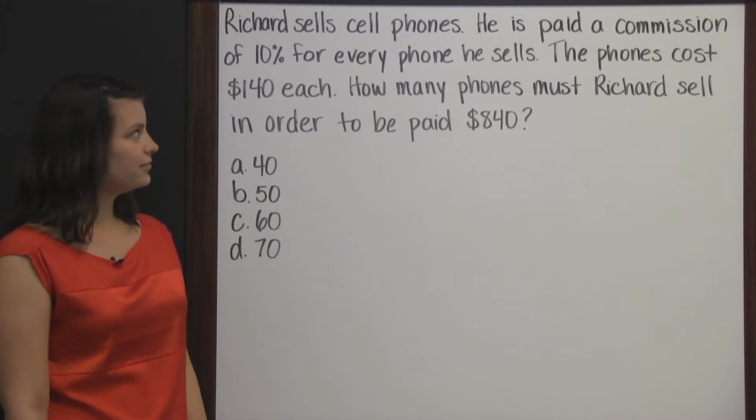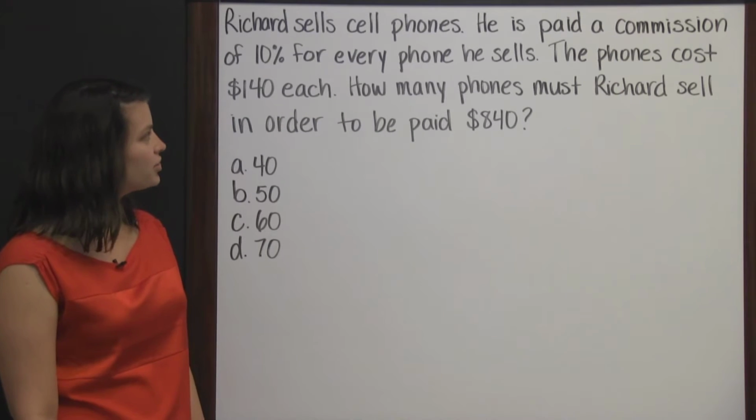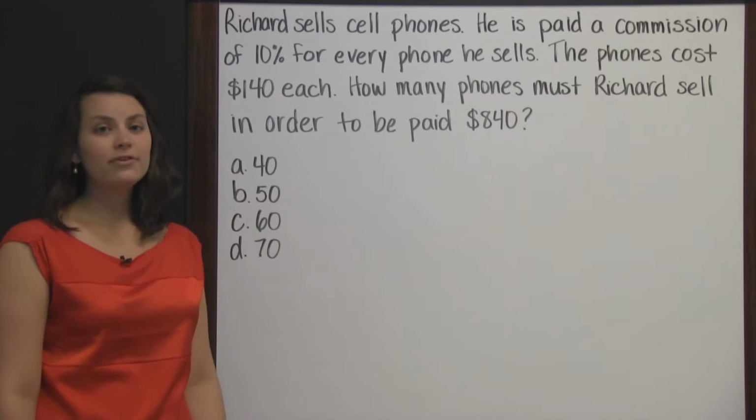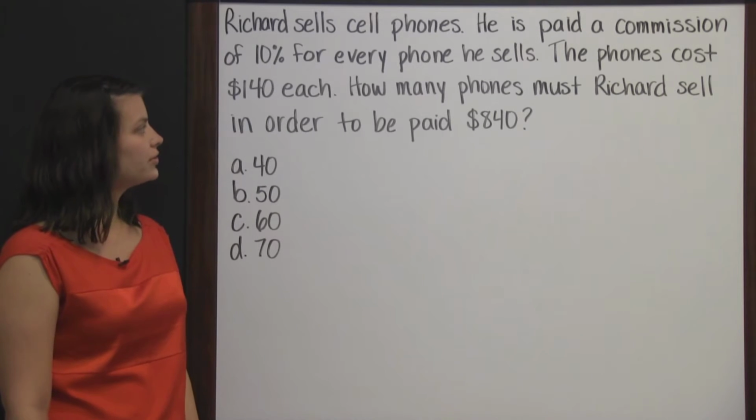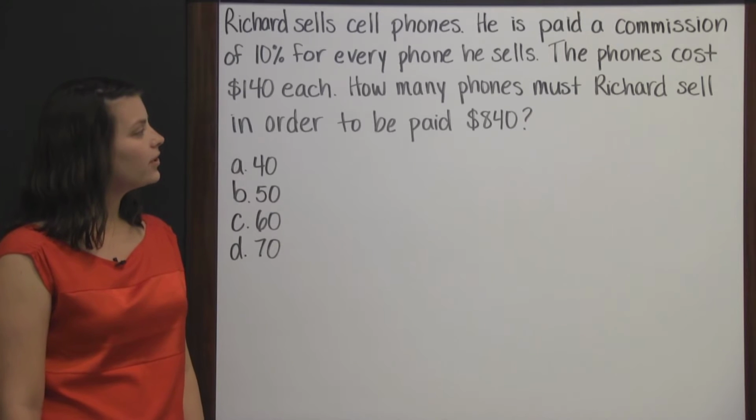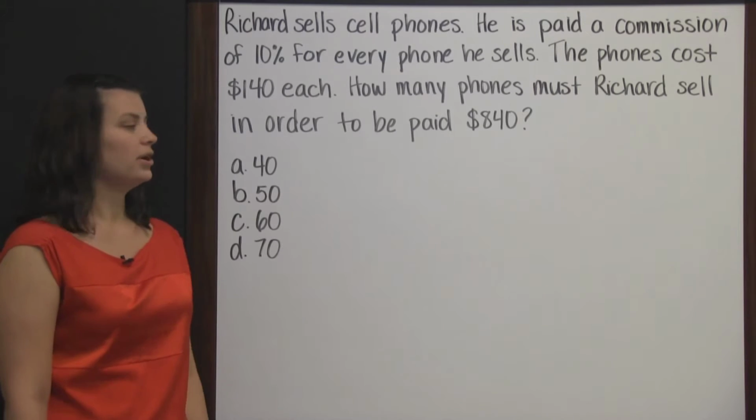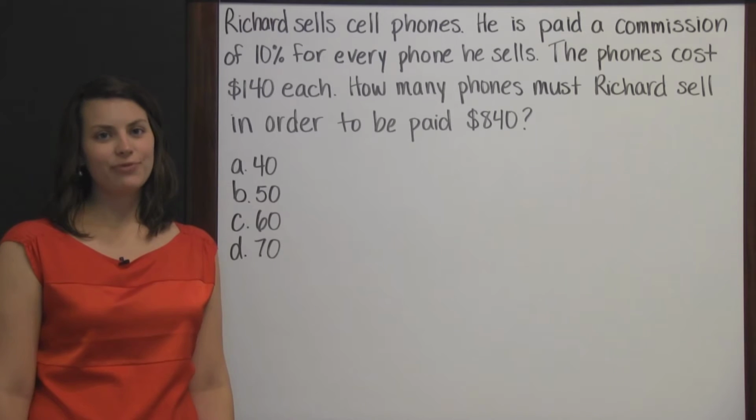Richard sells cell phones. He is paid a commission of 10% for every phone he sells. The phones cost $140 each. How many phones must Richard sell in order to be paid $840?